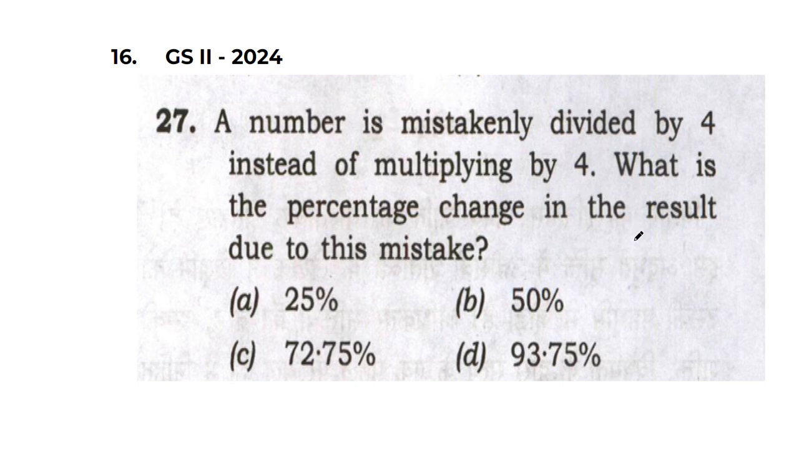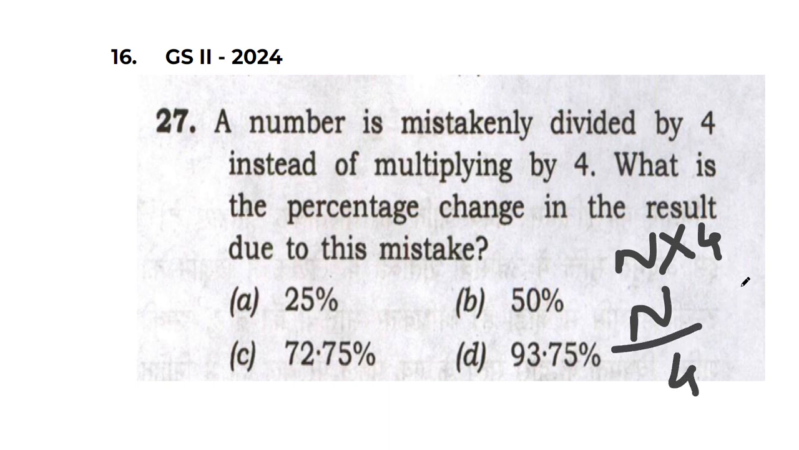They're asking, they were supposed to multiply some number n by 4. They wanted to multiply n by 4, but instead, mistakenly they divided it by 4.